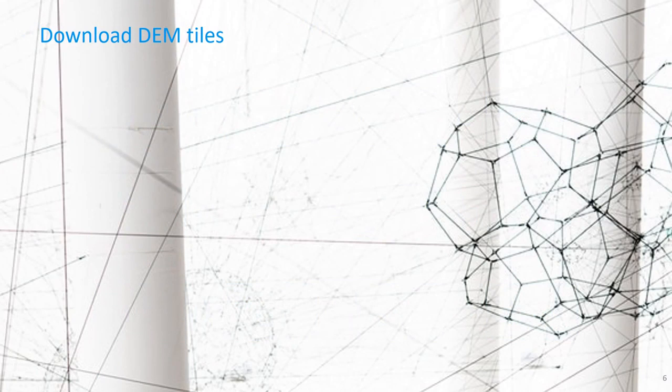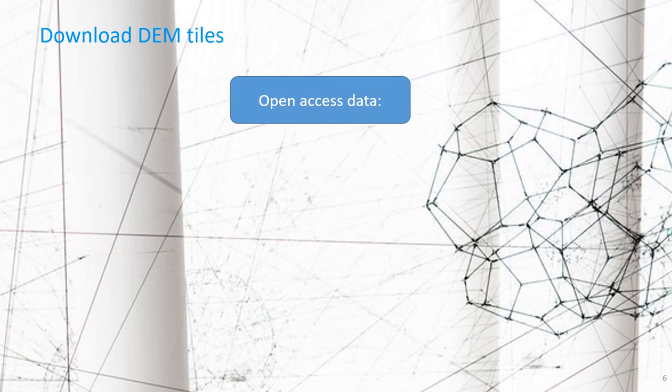The first step is to download the DEM. Normally it comes in tiles, and if we don't have access to local data because of the cost or the unavailability, we can use global open access data as explained in another video. So most of the time we will use the SRTM 1 arcsecond global product, which is around 30 meters on the equator.